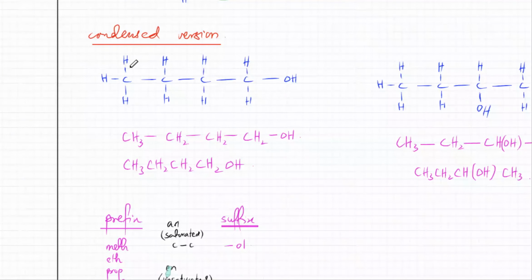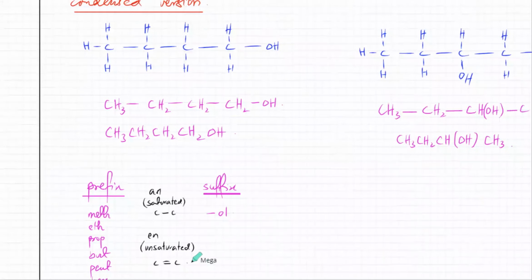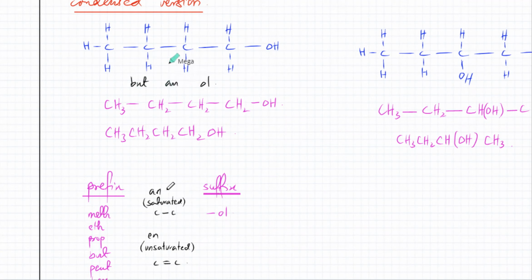So I'm going to try and name the easy ones first. For example, this one has 4 carbon atoms, so 4 carbon atoms would be but. This name would start with but, and it will end with ol. What's going to come in the middle, AN or EN? Since it is saturated, all the bonds are single bonds, so you're going to call it AN. So it's butanol. That is what the name is going to be.